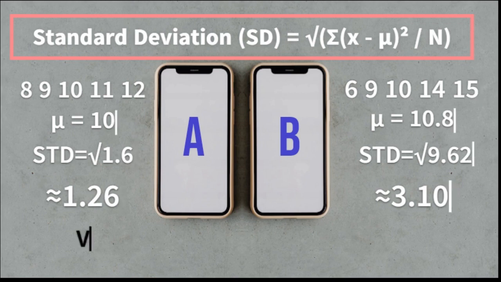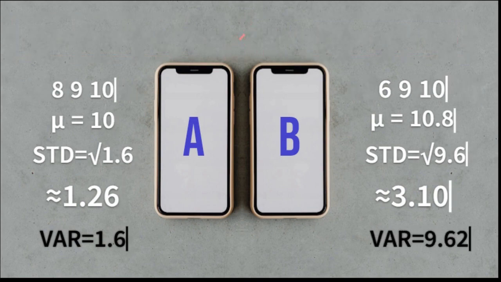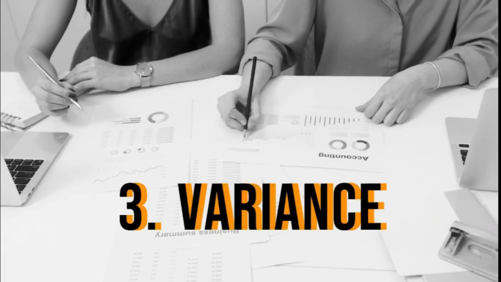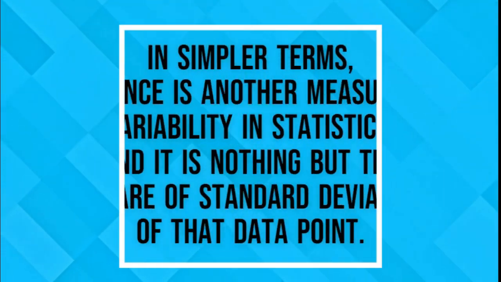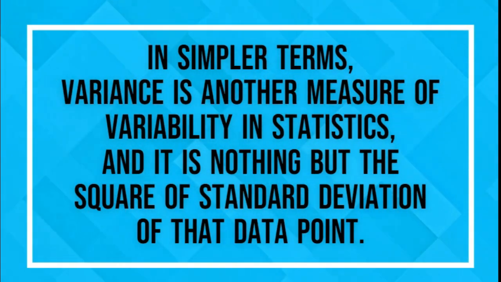Now if I square the square root values of A and B, I get another value, which is the third measure of dispersion, also known as variance. In simpler terms, variance is another measure of variability in statistics, and it is nothing but the square of standard deviation of the data points.